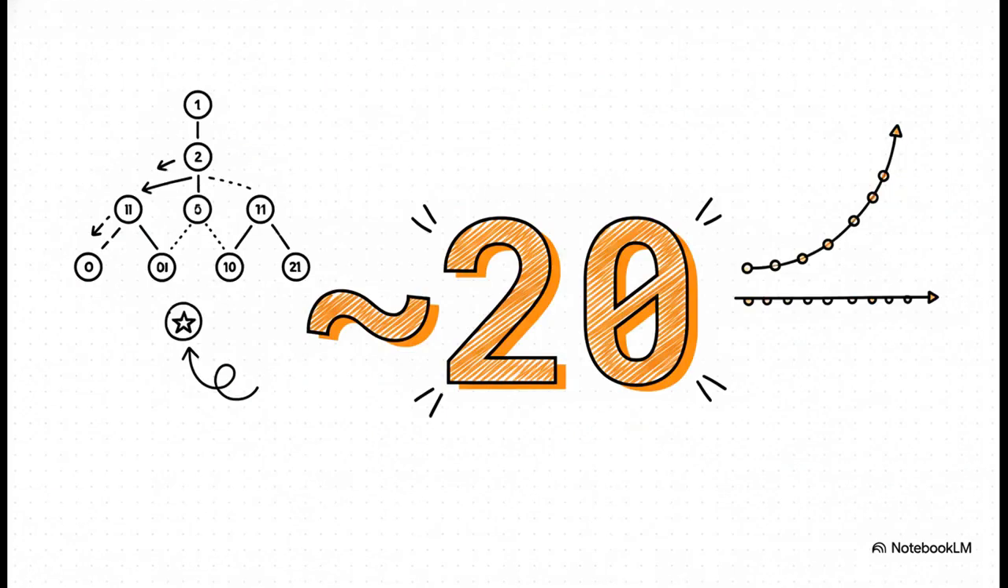So just how fast is that? Get this. To find one specific item in a pile of over 1 million items, a nicely structured binary search tree would only take about 20 steps. Not 1 million. Not 1,000, 20. That is the jaw-dropping power of O of log n.